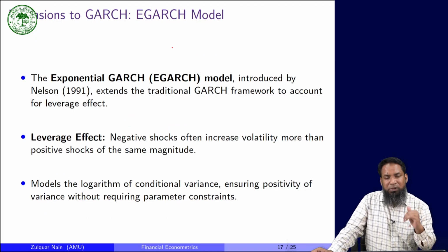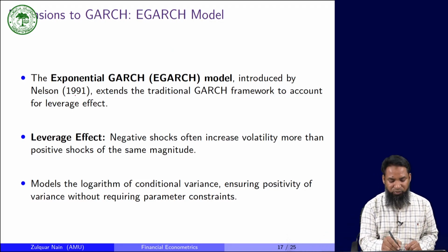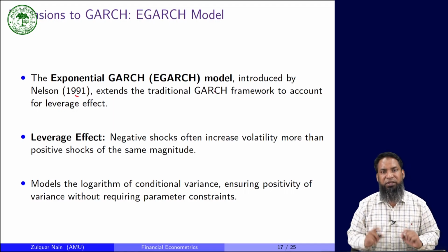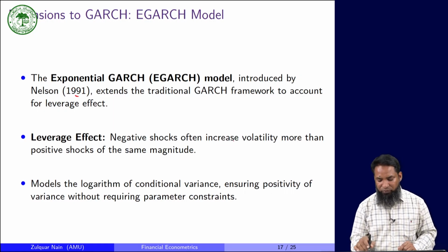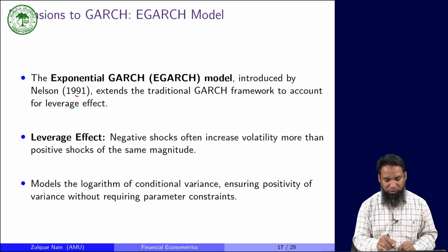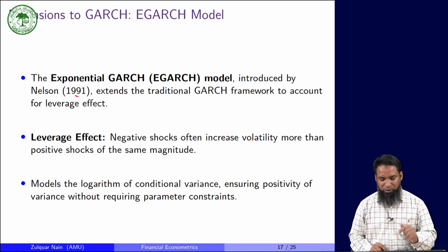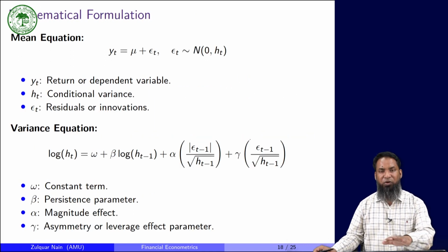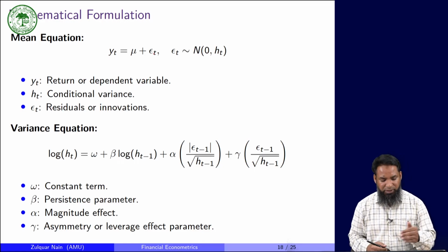Then we have another extension of GARCH, what is known as the exponential GARCH model, which was introduced by Nelson in 1991. It extends the traditional GARCH framework to account for the leverage effect. The leverage effect means that negative shocks often increase the volatility more than positive shocks of the same magnitude. To include that, we have this particular formulation, where the mean equation is y_t equal to mu plus epsilon_t.